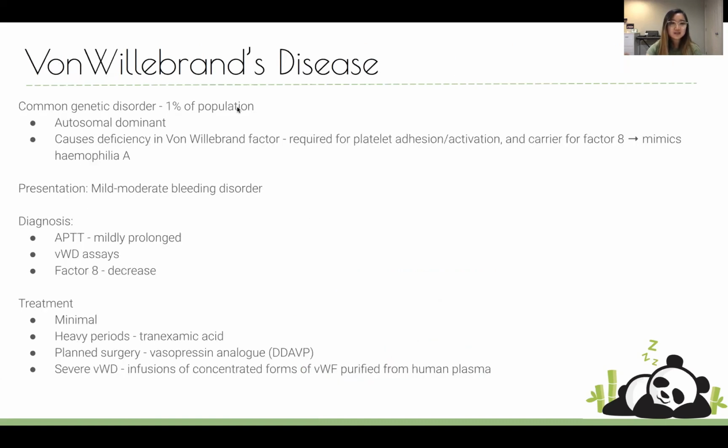Von Willebrand's disease is a common genetic disorder, appearing in 1% of the population. It's autosomal dominant, and it causes a deficiency in von Willebrand's factor, which I mentioned before is a carrier for factor 8, so it mimics hemophilia A. You get a mild to moderate bleeding disorder. APTT is mildly prolonged because, remember, 8 was on the left for the intrinsic pathway. Then you would do von Willebrand factor assays, and factor 8 will decrease.